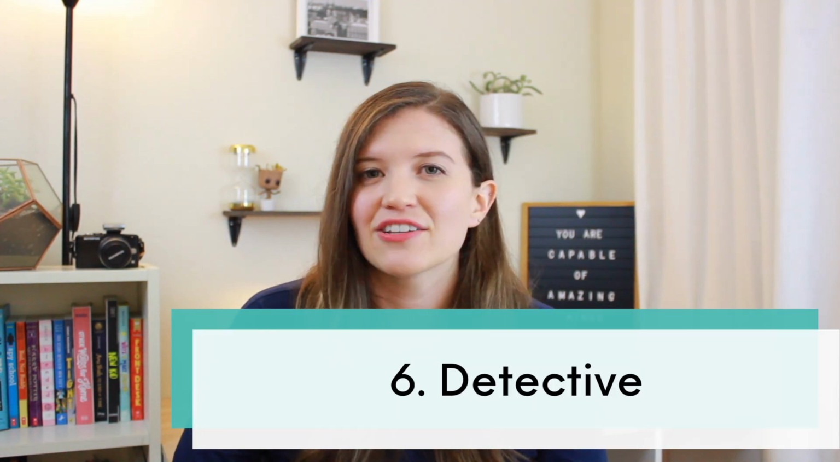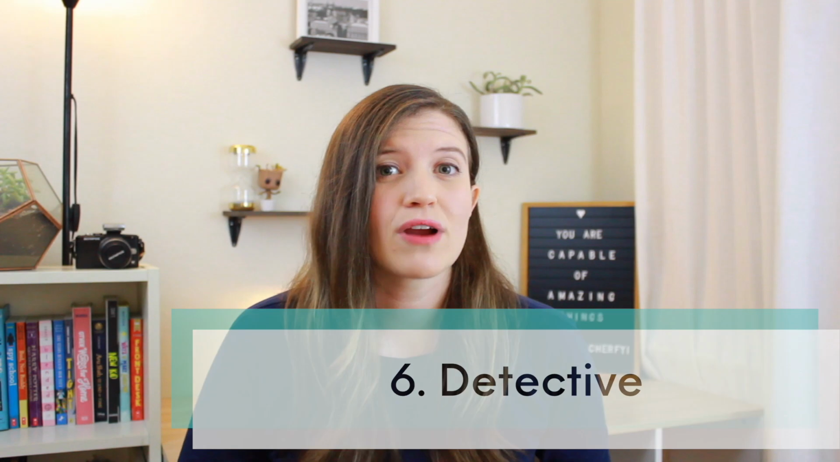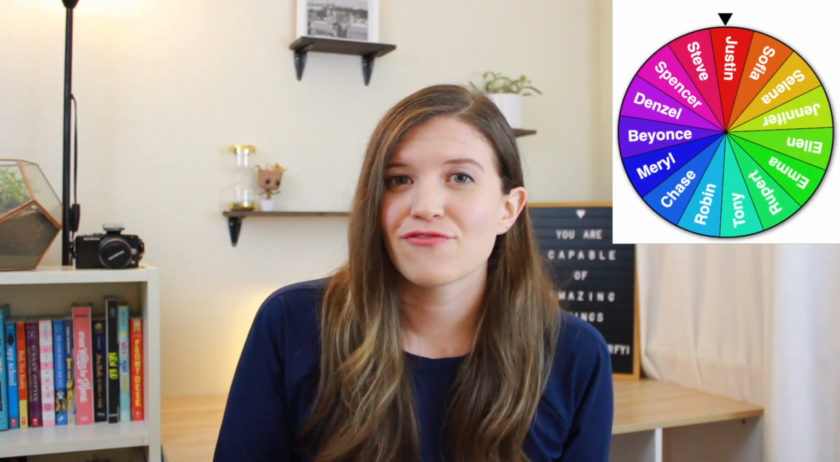So the 6th game is Detective. Now to play this game, I have my students give a drum roll as I spin the wheel, and the wheel chooses the detective for the day. Now this detective cannot look, while the rest of the class then chooses a secret leader. This again is done by random, and the students have the choice whether or not they want to be the detective or the secret leader.